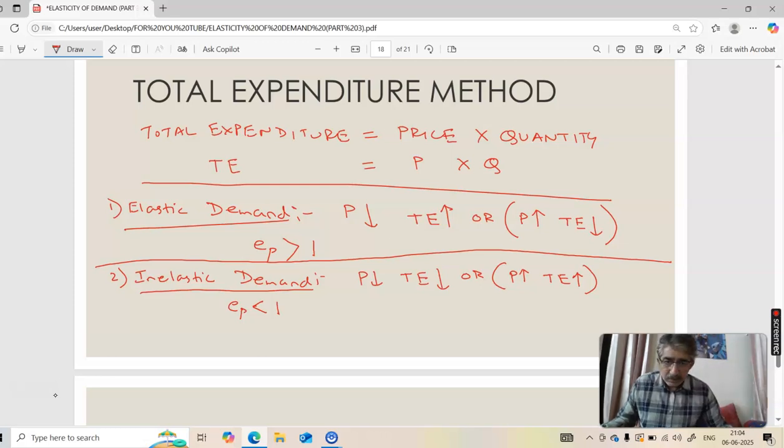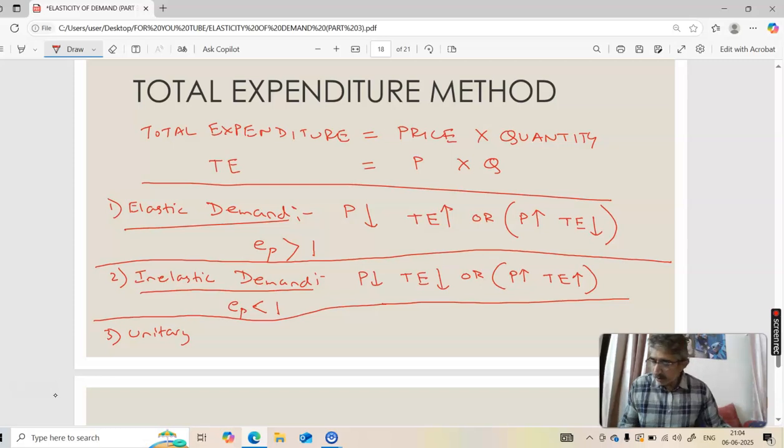Then the last case is third one, unitary elastic demand. Unitary elastic demand, which means EP, you already know the basics. In previous video I have done. In this, unitary means 1. EP is equal to 1.